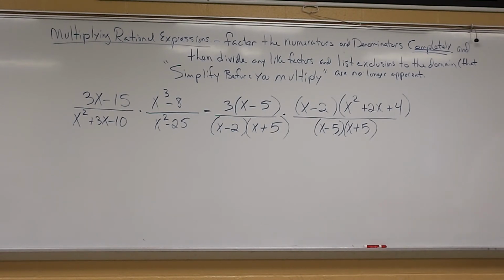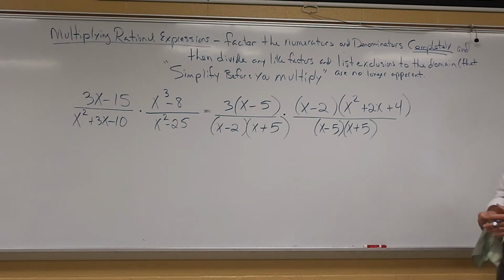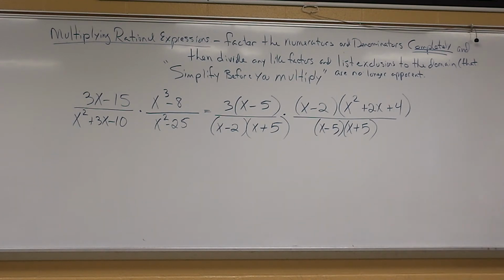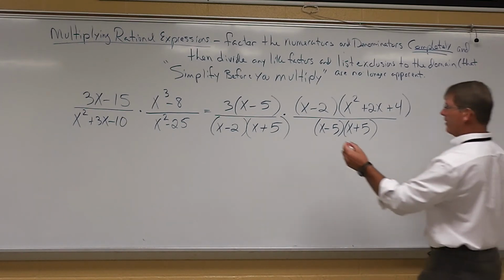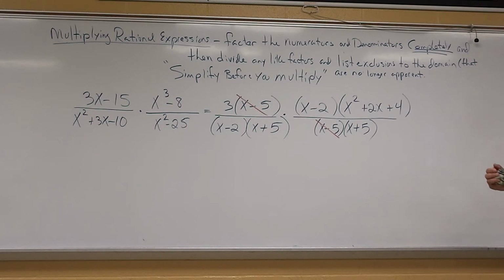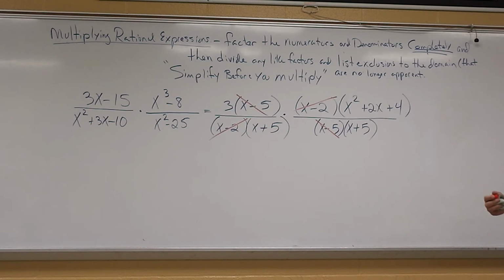Are we factored completely? Yep, everything's to its prime factors. This trinomial, we said, will never factor more from the difference of cubes. Now we look and see if there's anything we can divide out. What do you see, Alexis? Anything common to both numerators and denominators? x minus 5, here and there, and x minus 2, here and here. That's it, isn't it?